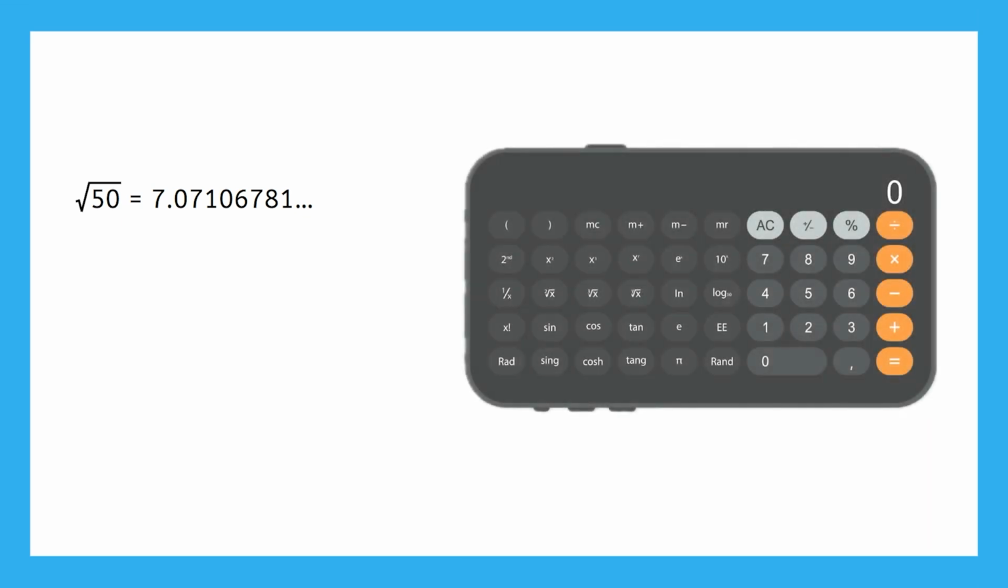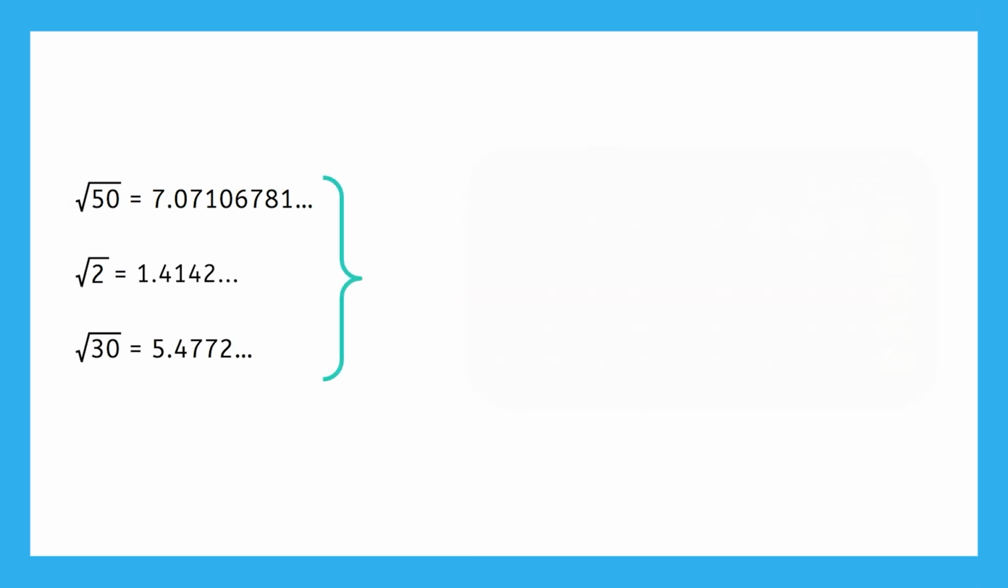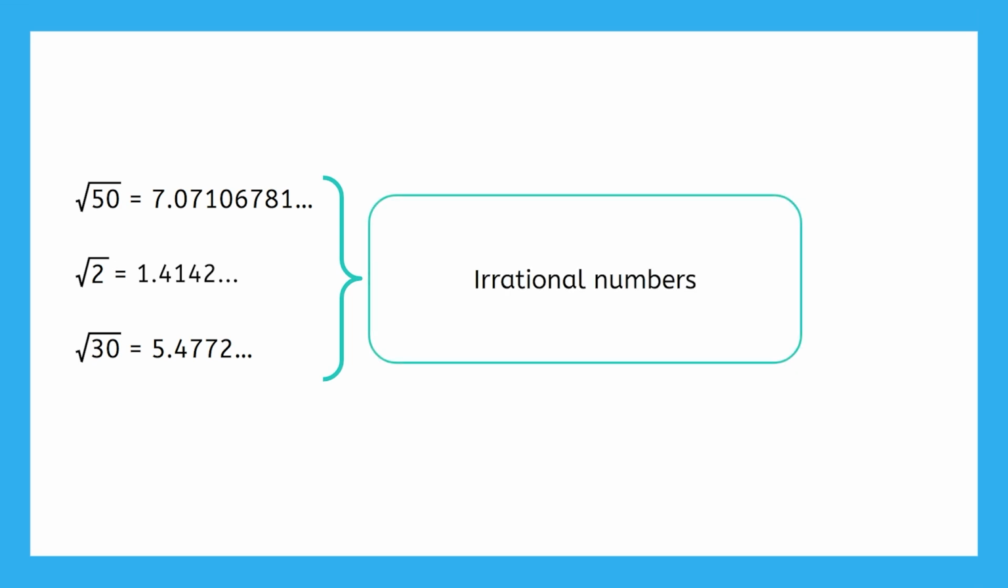I wonder whether other square roots can be irrational too. Let's try a few more numbers to see whether we can find a pattern. Let's check the square root of 2. That's 1.4142, and it keeps going. How about the square root of 30? That's 5.4772, and it keeps going. Are these irrational numbers too? They are, because the decimals never end and don't repeat. Wow, the square roots of 2, 30, and 50 were all irrational numbers.